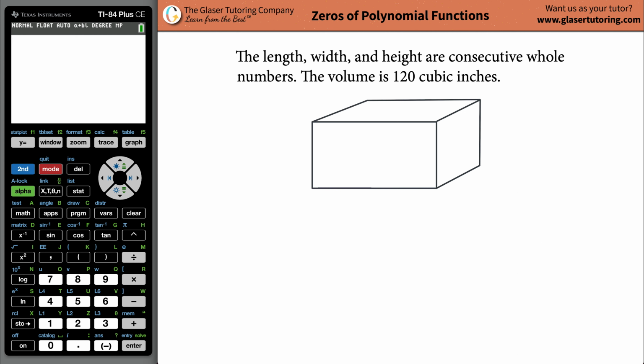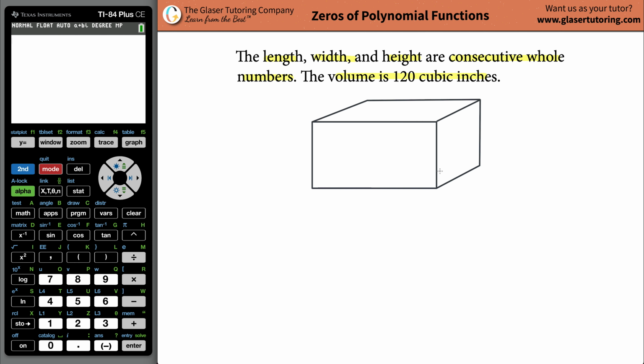Today I would like to teach you how to find the dimensions of a box. Fascinating. So here's the problem. It says the length, the width, and the height of a box are going to be consecutive whole numbers. And it also tells us the volume of the box is 120 cubic inches. How do we find then the length, width, and height?